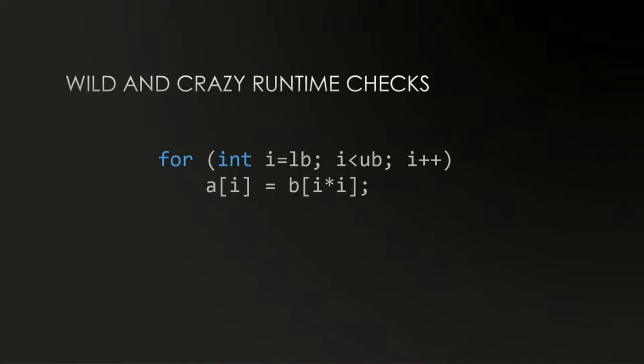Right, so I've changed two things in here. One, it's now B sub I multiplied by I. But I've also changed the loop bounds, right? I goes from some lower bound up until I goes to some upper bound. I think this stuff is really interesting.